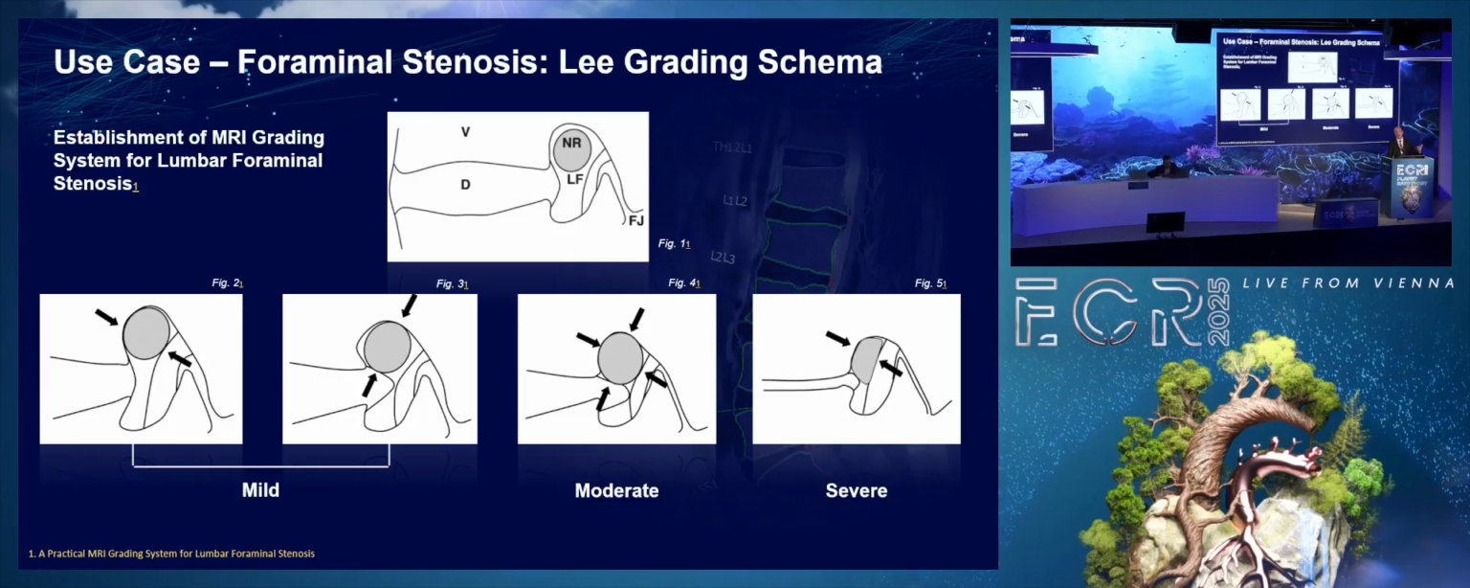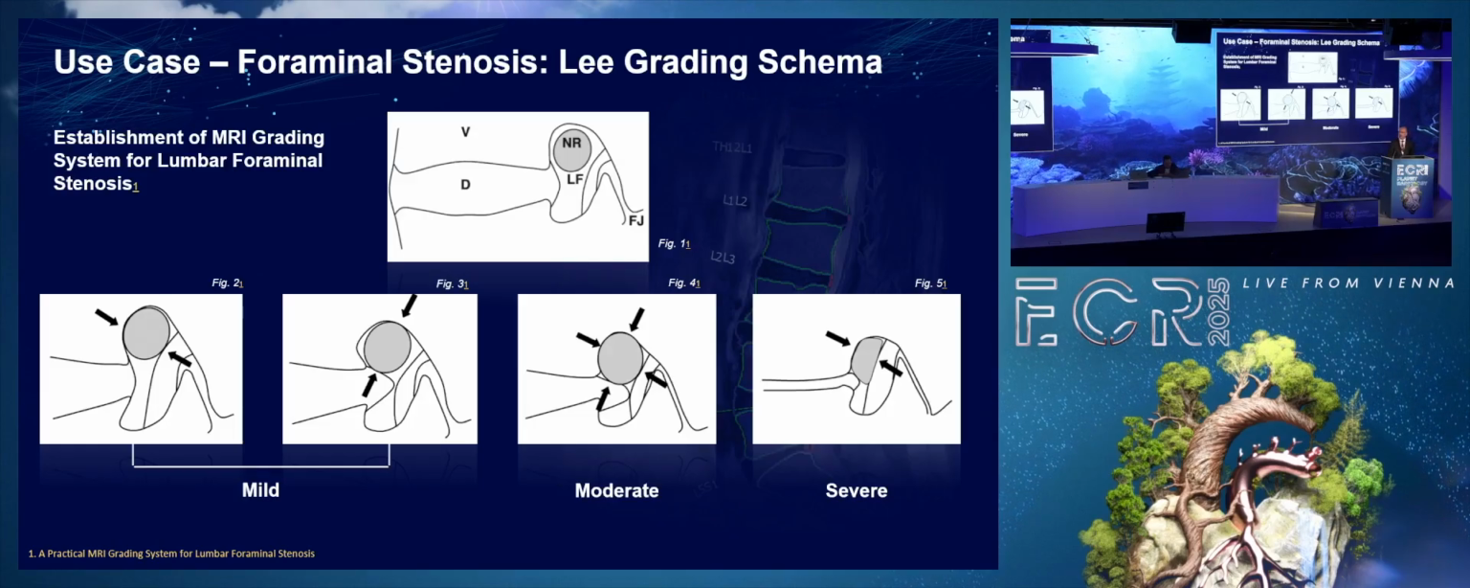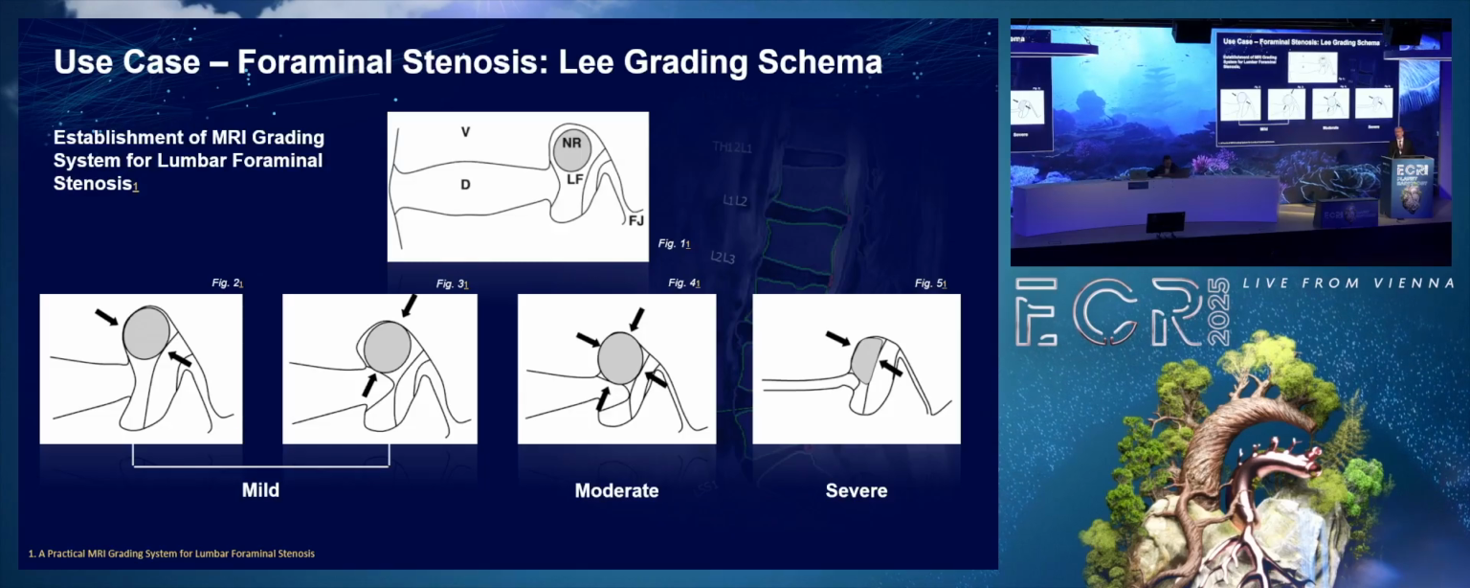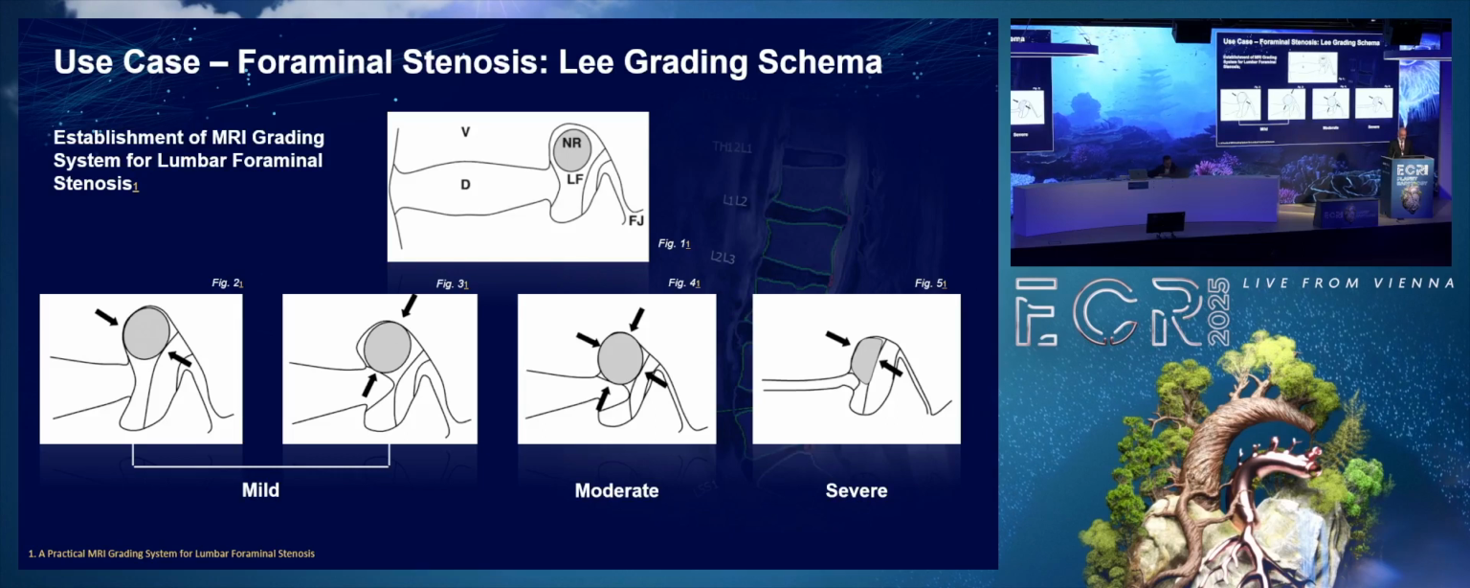It has a good correlation between raters and intra-raters, and preferably there is some connection to the symptoms of the patient. And there was a recent publication in 2024 about the correlation between foraminal stenosis and radicular pain. So there is a clear correlation between those.